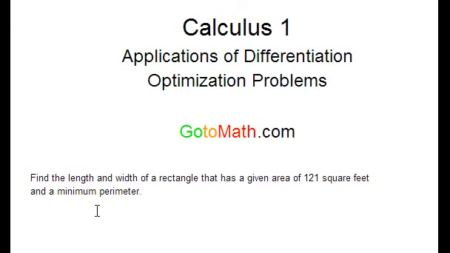Alright, so let's go ahead and translate that into some equations and see what we can do from there. So we're trying to minimize the perimeter. Once again we're working with a rectangle, and I'll try to sketch a rectangle out over here the best I can. We'll call this the width, this the length. So our unknowns are L and W, and of course the number that we need to remember is that the area is 121 square feet.